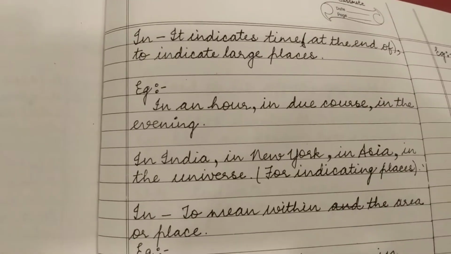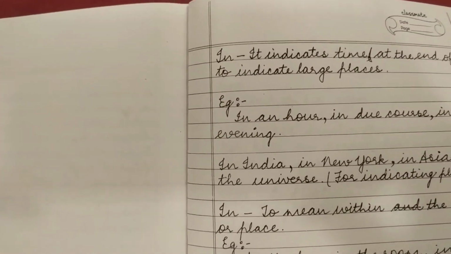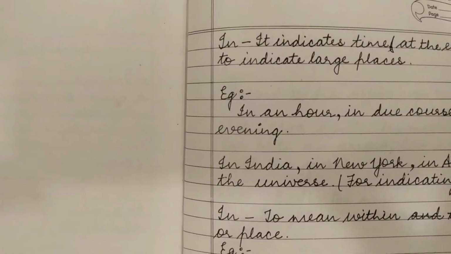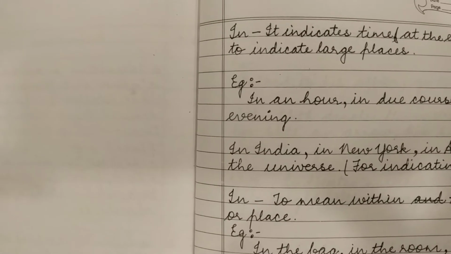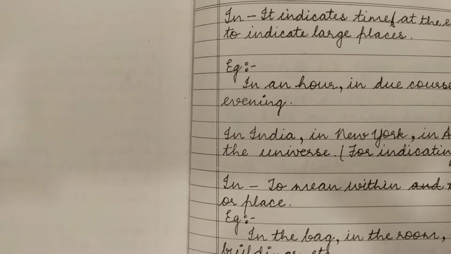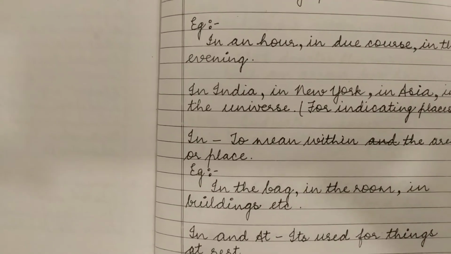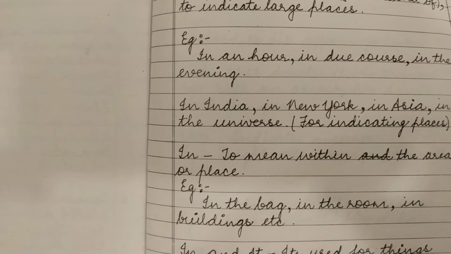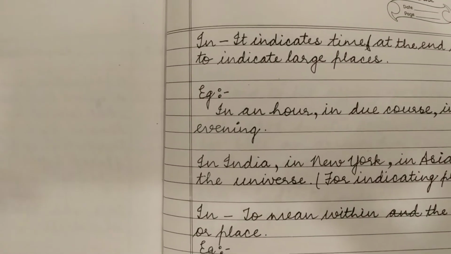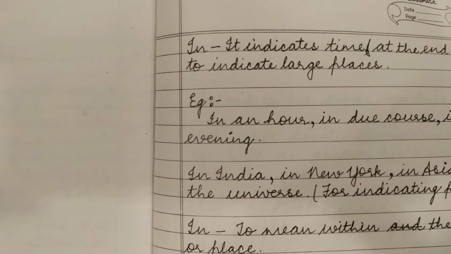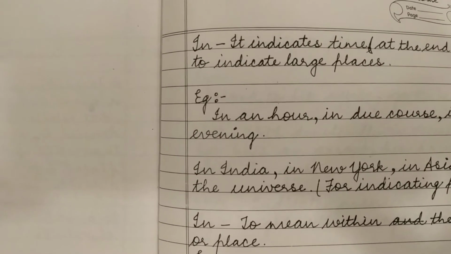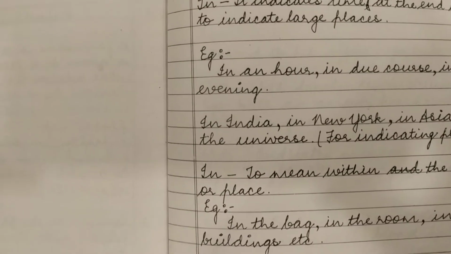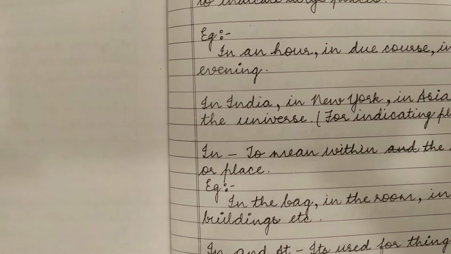Now we come next to the word in. In indicates time, that is at the end of it, and also large places. Example, in an hour, in due course, in the evening. In India, in New York, in Asia, in the universe. This is for indicating places. She'll be back from the market in an hour. She will complete her work in due course of time. She will meet her friends in the evening.